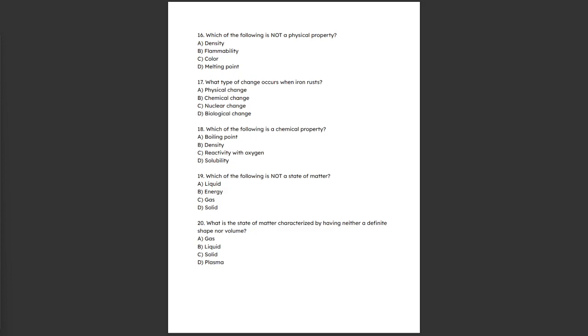Number 17, what type of change occurs when iron rusts? Correct answer is B, chemical change. So iron rusting is reacting with oxygen. And again, we don't talk about nuclear or biological changes, especially not in this unit. And again, rusting, chemical reaction. So it is a chemical change.